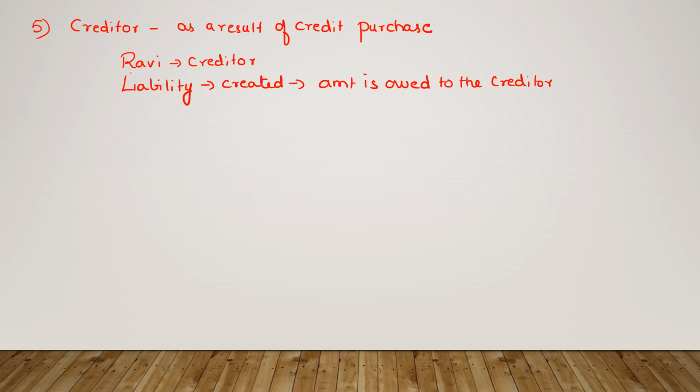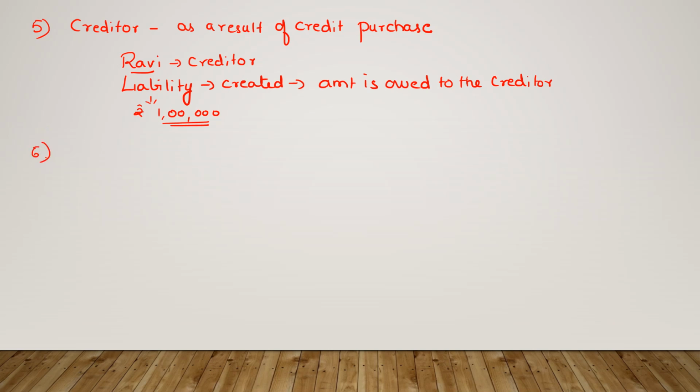Therefore, we know who is a creditor? Ravi. And what is the amount of liability? In this case, it is 1 lakh rupees because purchase of 1 lakh was made during the year from Ravi. So this is the meaning of the term creditor.